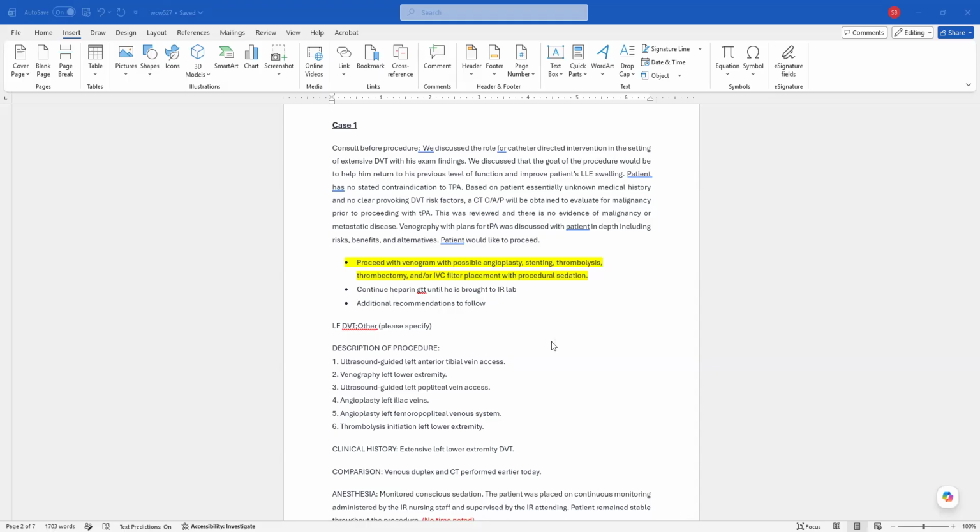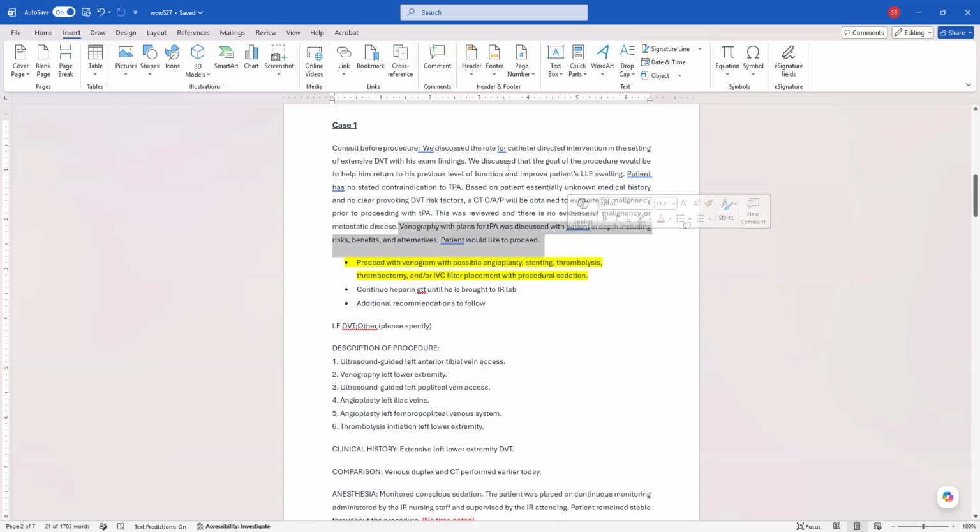So here in this consult initially, we see we discussed the role for catheter-directed intervention in this setting of extensive DVT findings, the goal of the procedure. We see down here, venography with plans for TPA was discussed with the patient. So reading this first paragraph, it seems like, okay, they know what they're doing. They've established a diagnosis. They're moving forward with an intervention.